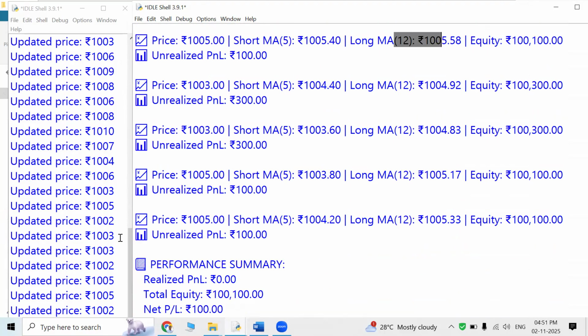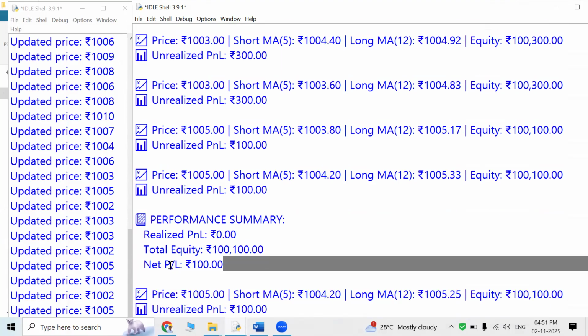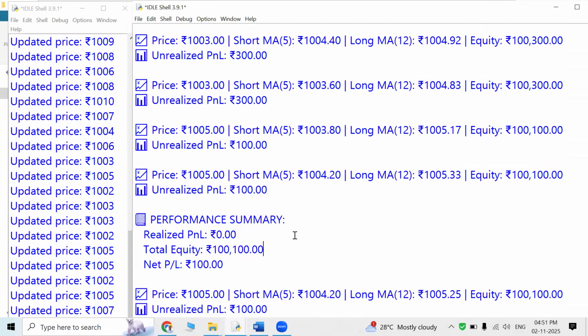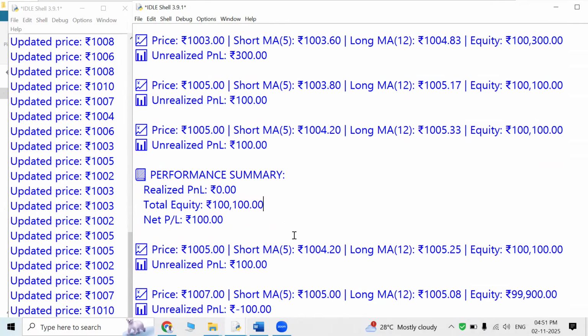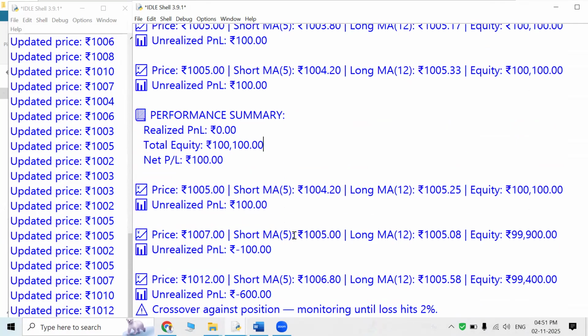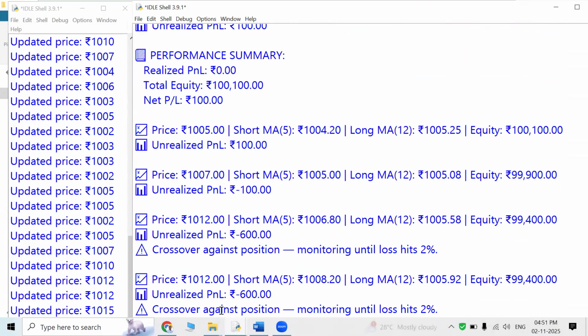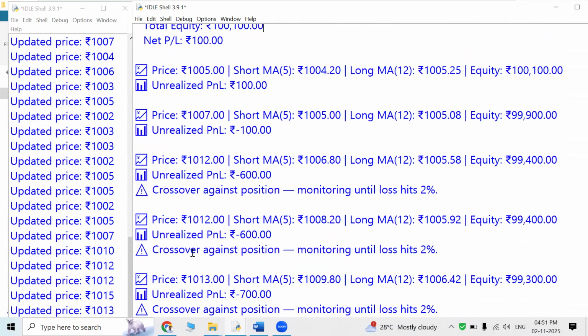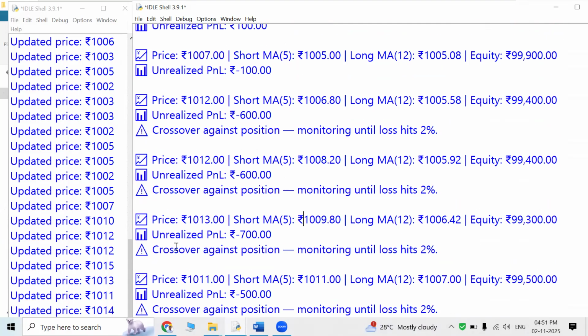We have no control over it. After every 100 seconds, we will check the summary of the profit and loss. We are using 1 lakh as capital in this complete trade. See, the crossover is against us. Still, we will monitor for the 2% loss.